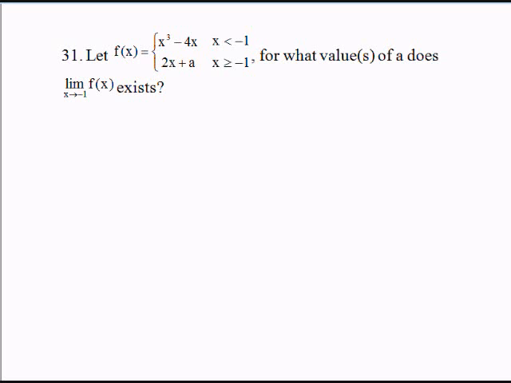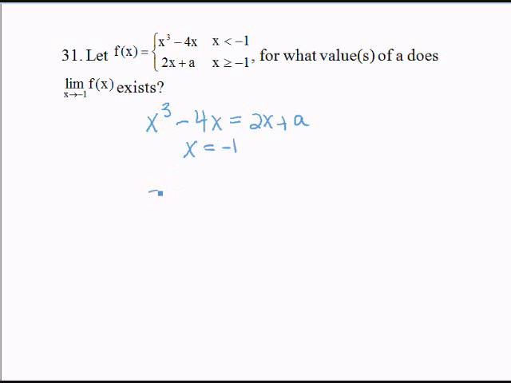Determine a value a that makes it so that this limit exists. Well, in order for this limit to exist at -1, we'll notice that this is a piecewise function, so this piece and this piece meet at -1. So what you want to happen is that this function value must equal this function value at -1. So I'm going to sub in x equals -1 because that's where I'm concerned about the limit existing.